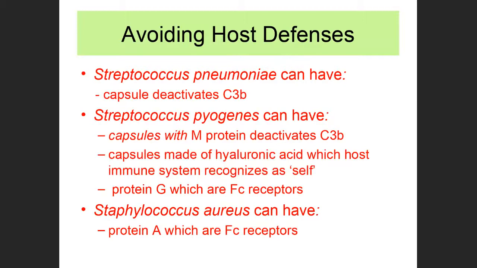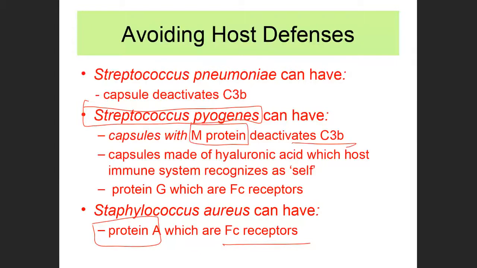Streptococcus pneumoniae has capsules that deactivate C3b. Staphylococcus aureus has something called protein A, which is essentially an Fc receptor. Now, this last strategy will be the last thing we do for tonight, and then we'll wrap up the chapter next time. Another strategy, which is even more sophisticated, is Streptococcus pyogenes, which, by the way, is the same organism we said had C5a peptidases. It has a capsule with a protein called M protein that deactivates C3b.